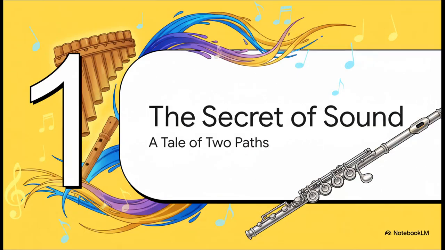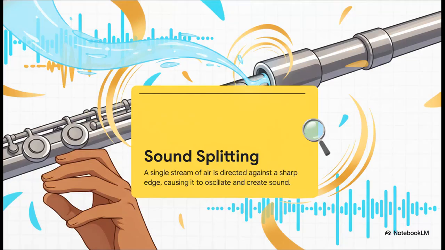Okay, so it all kicks off with this really basic principle of sound. And what's cool is it's the same idea whether you're talking about a little tin whistle from a toy shop or a massive concert flute up on a symphony stage. The real heart of it is this thing called sound splitting. Just picture a single stream of air, and it's suddenly forced to make a choice, go left or go right. It has to split into two paths. And it's that super fast back and forth flip-flopping that creates the vibrations that we hear as sound.